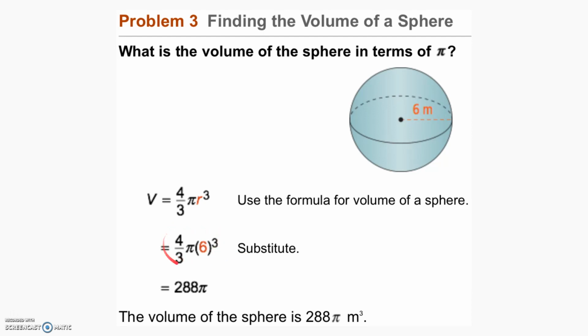Notice the fraction here can be a little tricky. What I would recommend you do is do 6 cubed, and we'll save the pi for later. So 6 cubed divided by 3 times 4. That should give you that 288. And then, of course, you can just leave the pi in the answer.